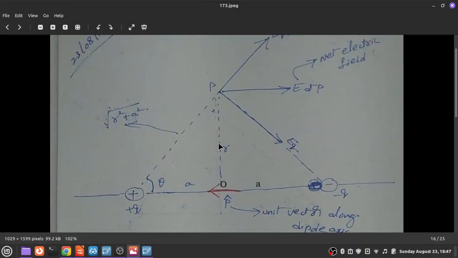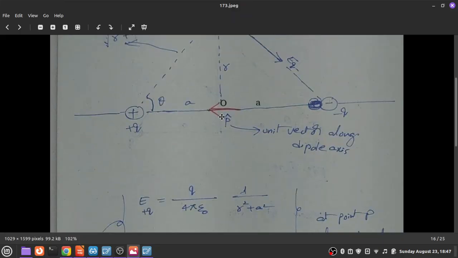And here this is a right angle triangle. This length is r, this length is a. Therefore, the hypotenuse is root of r square plus a square. Similarly, this is a right angle triangle. This length is a, this length is r. Therefore, this length is root of r square plus a square.